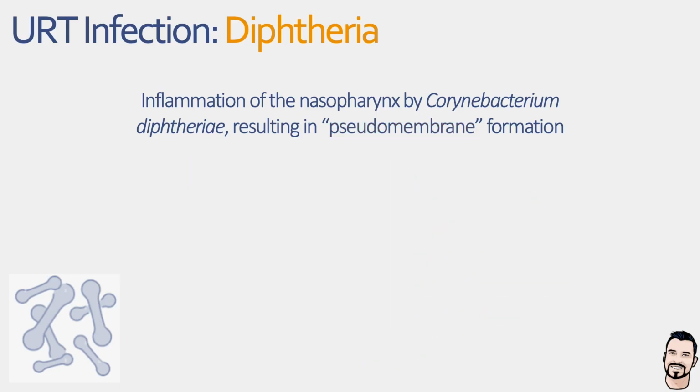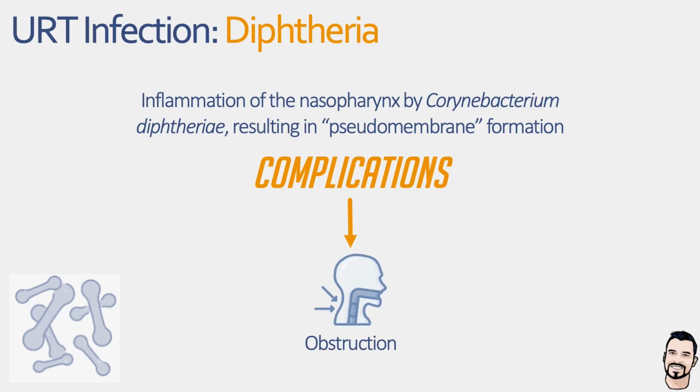Now, complications do arise with diphtheria infections. The first is airway obstruction, where the infection and inflammation spread to the epiglottis, leading to swelling and the partial or complete blockage of the airway, something we need to look out for in very young children. Other complications include things like myocarditis, where the DT toxemia, so diphtheria toxins in the blood, which are taken up by cardiac muscle cells, result in cell death and potential heart failure.